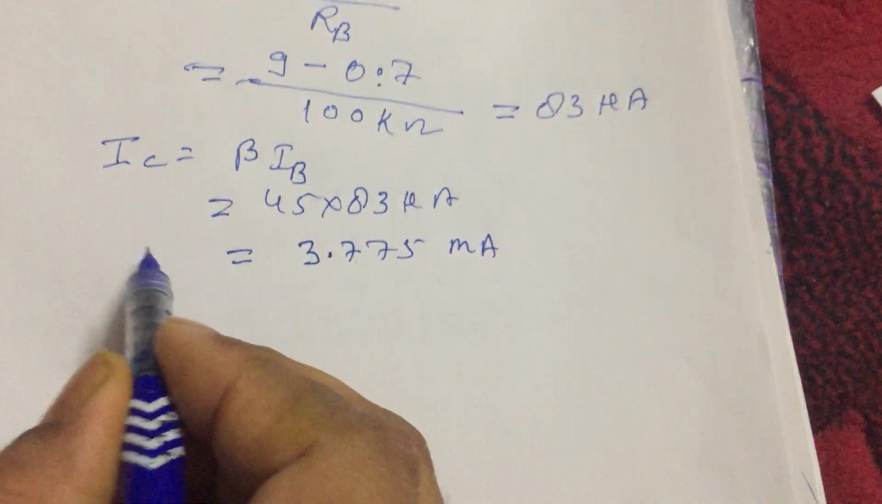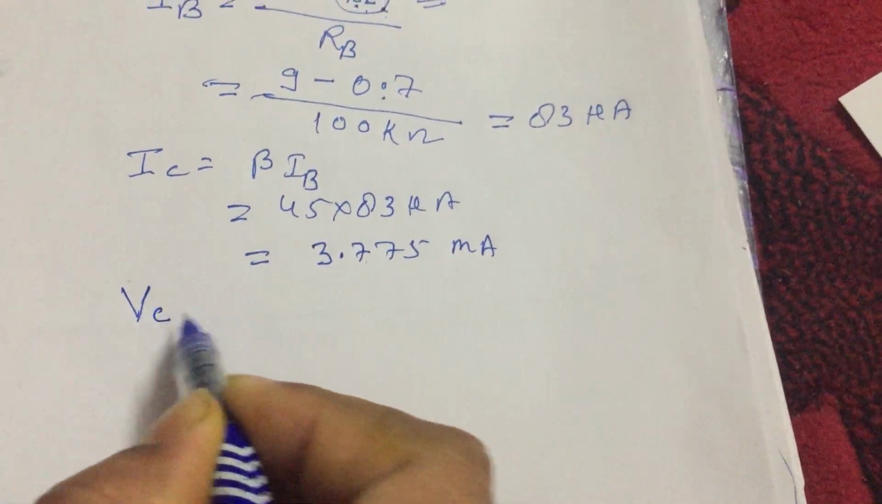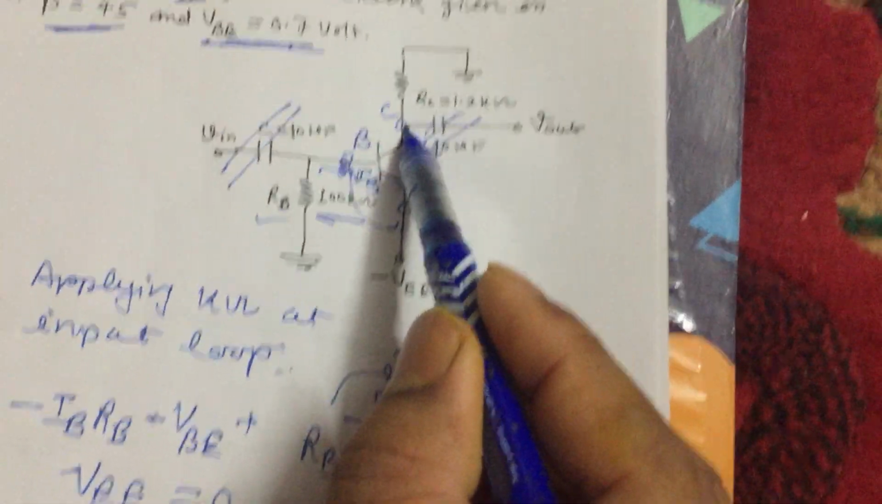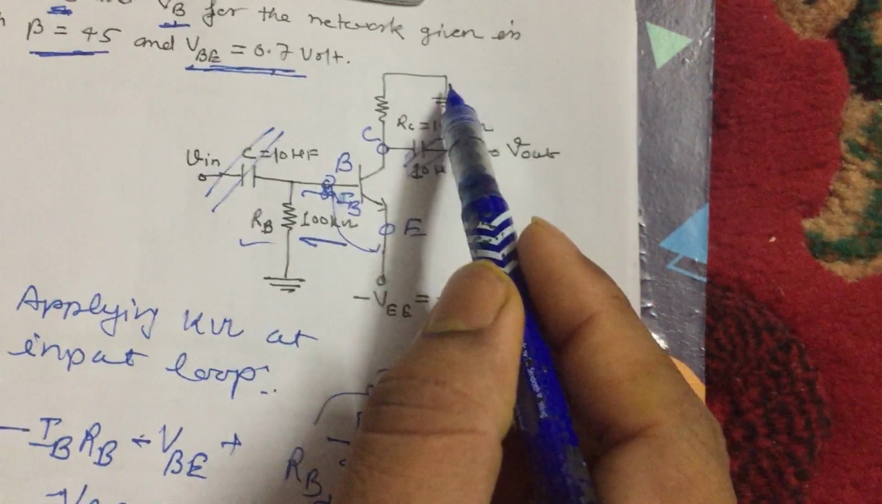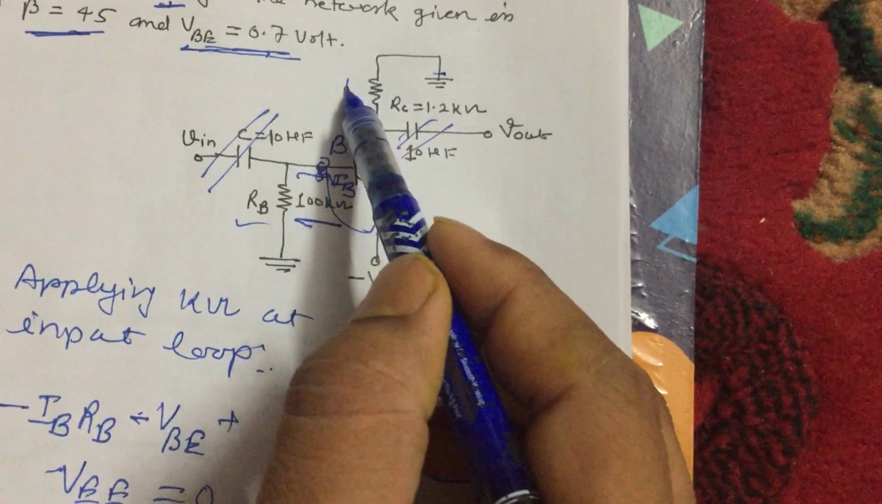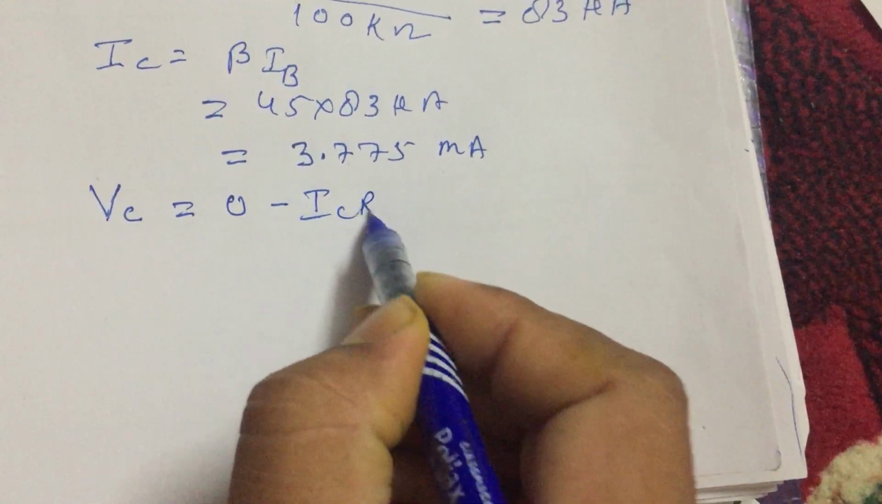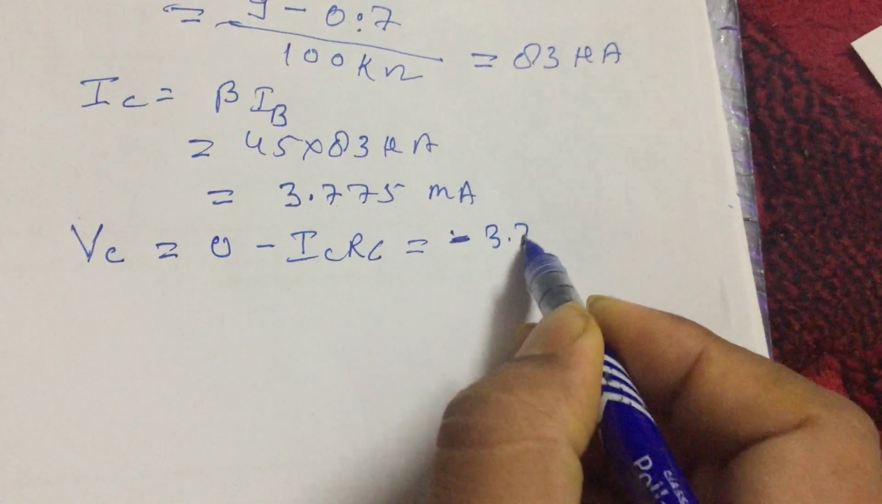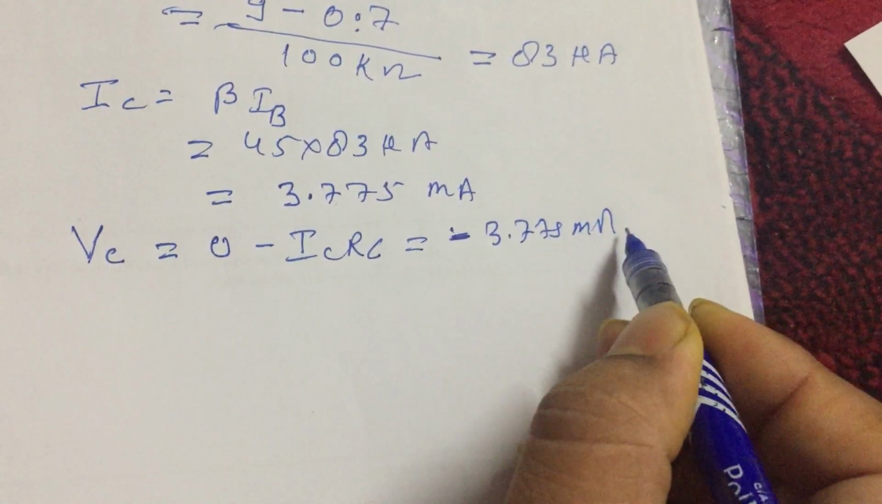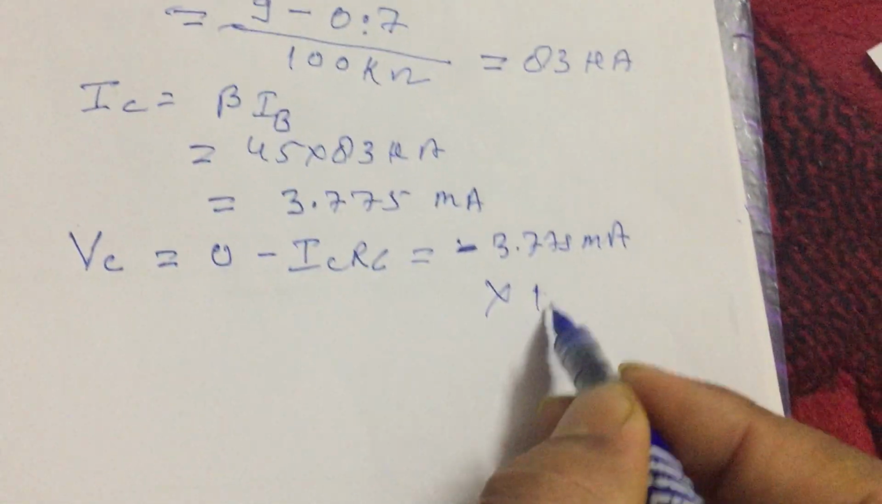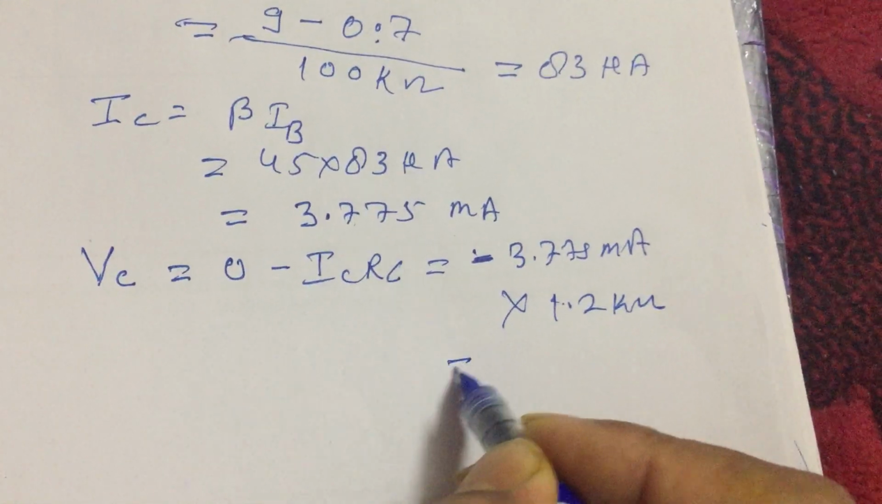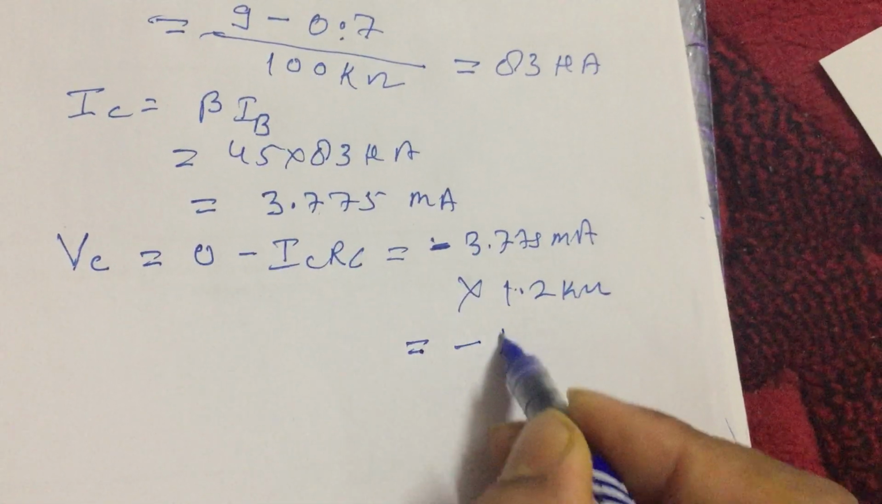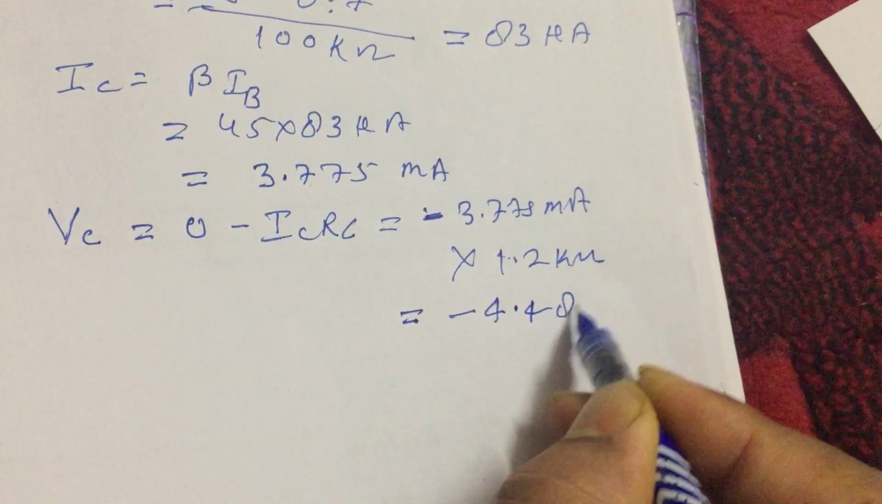Okay. Now we calculate VC. What is VC? Here is C. So VC is 0 minus IC RC. IC is 3.775 milliampere, and RC is 1.2 kilo ohm, and this value comes out to minus 4.482.